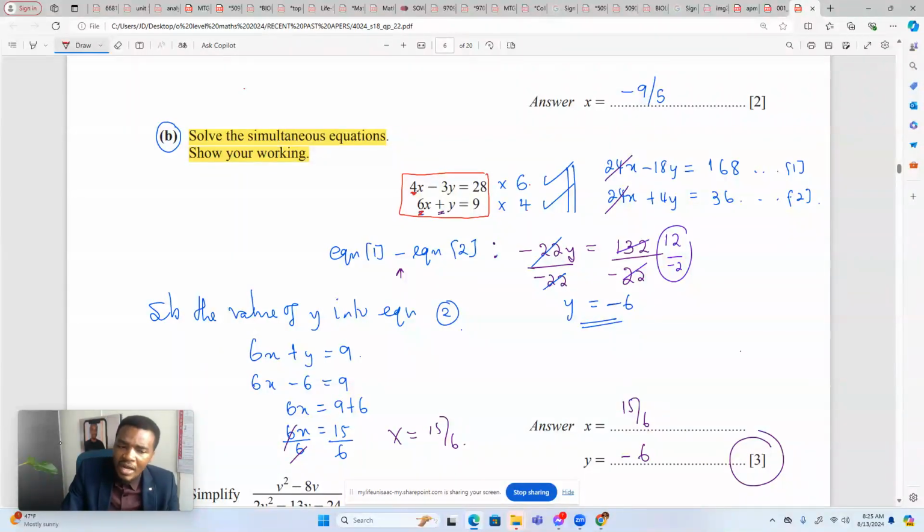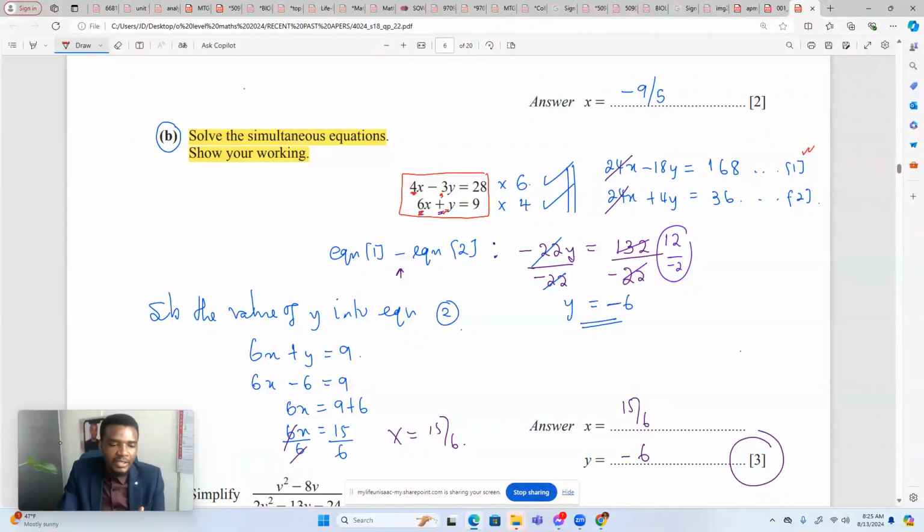But what if we wanted to eliminate y? We were going to multiply equation 1 by 1 because the coefficient of y here is 1, and here the coefficient of y is minus 3. So we're going to multiply equation 2 by minus 3. But we didn't choose that way. So let's focus on the way that we've chosen. So after multiplying by the right coefficients, we ended up with the new equations.